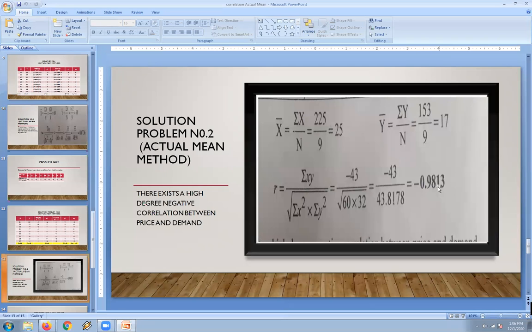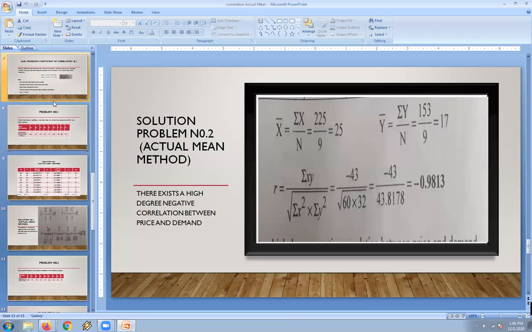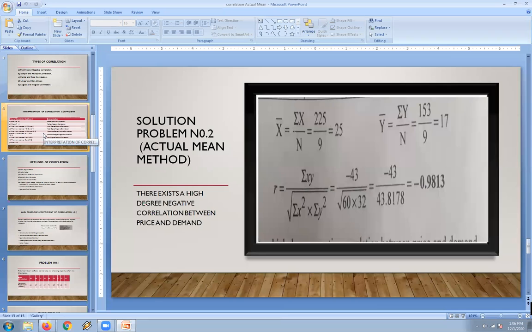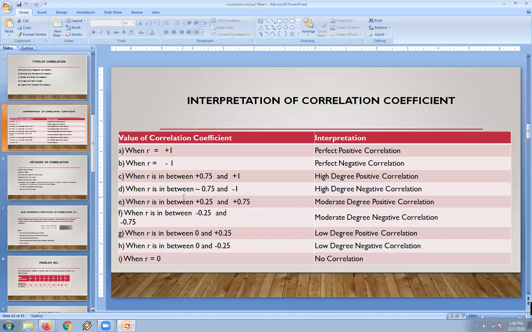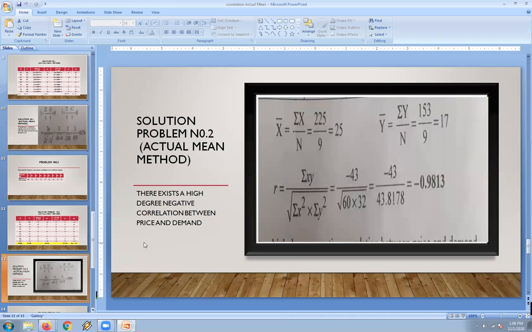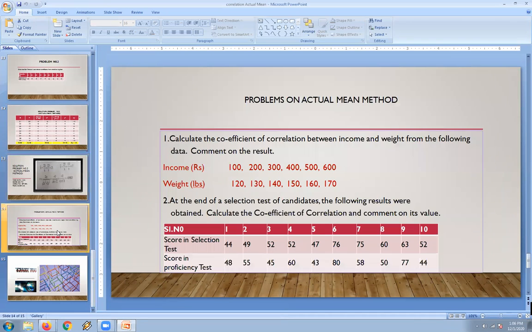Now we should see under which range in the table the correlation is falling. We know that it is negative because the minus sign is indicating. We need to see what the range of correlation is here. Now we can see very clearly with the help of the answer, that there exists a high degree of negative correlation between price and demand. So this is how we need to calculate in the case of the actual mean method.